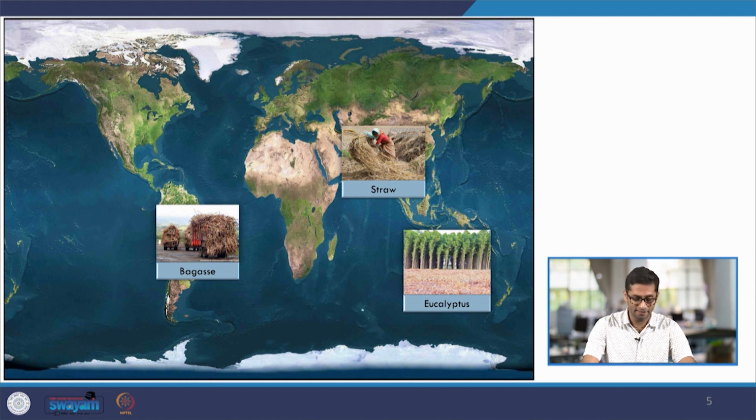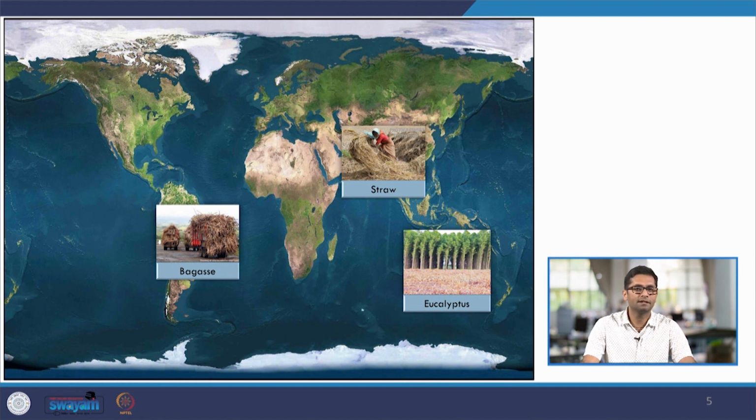So, of course, we had India in here. So, in India we chose the straw. Now, straw is a big problem during the months of October and November, specifically in the northern part of the country, where it is burned and causes major environmental issues. Then there is another feedstock, that is eucalyptus trees in Australia, which are grown on purpose to do away with the problem of dry land salinity.